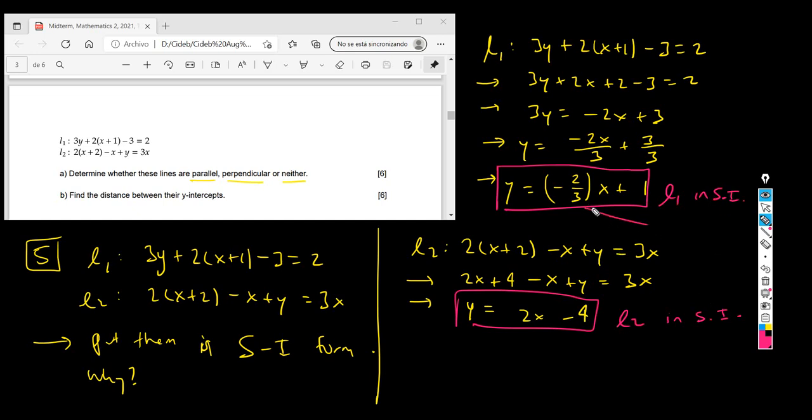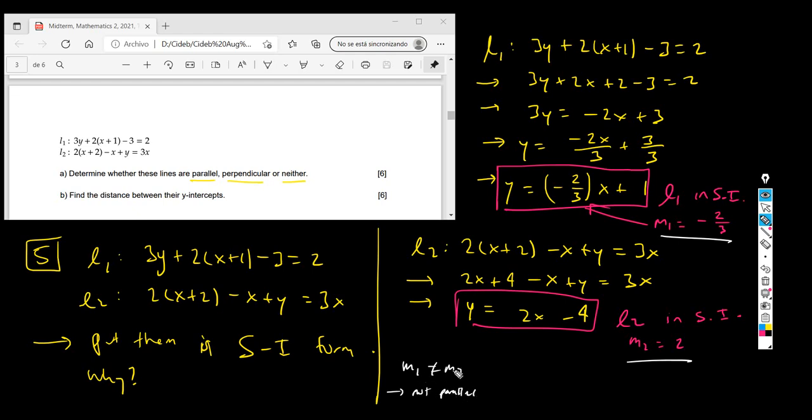Therefore, I can observe their slopes. The slope 1 is minus 2/3. The slope 2 is 2. And I mean, it's clear that they're not the same. Okay, so since these are not the same, conclusion, they're not parallel.